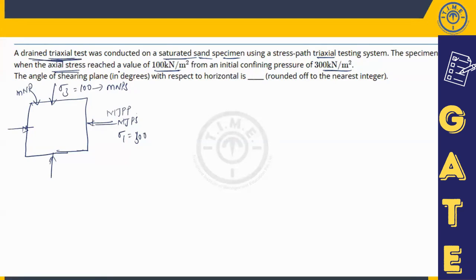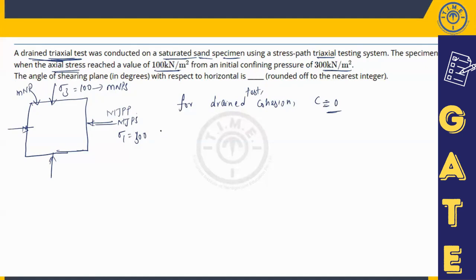Drained triaxial test. For a drained test, as I told you in the previous question also, what is the value of cohesion? Even if you don't know, I'll tell you a tip: anything that you don't know, safely assume it to be zero. Especially in soil, if the data is not given, don't assume any other value. For a drained test, whatever it might be, cohesion c is considered zero.